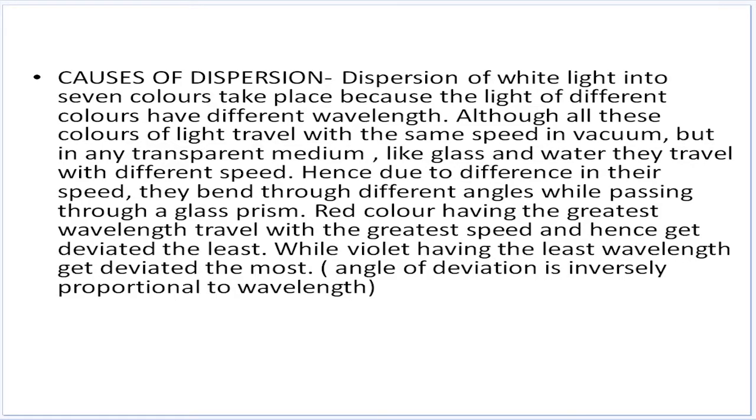Now, since white light is composed of 7 different colors and each color has a different wavelength, although these colors travel with the same speed in vacuum, in any transparent medium like glass and water they travel with different speeds. Hence, due to this difference in speed, they bend through different angles while passing through a glass prism. So red, having the greatest wavelength, travels with the greatest speed, and hence gets deviated the least. We know angle of deviation is inversely proportional to wavelength.